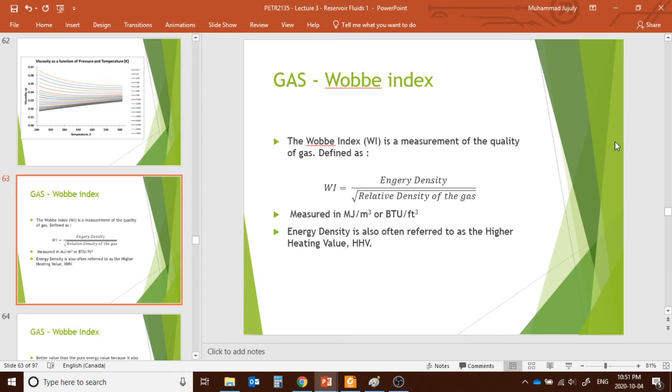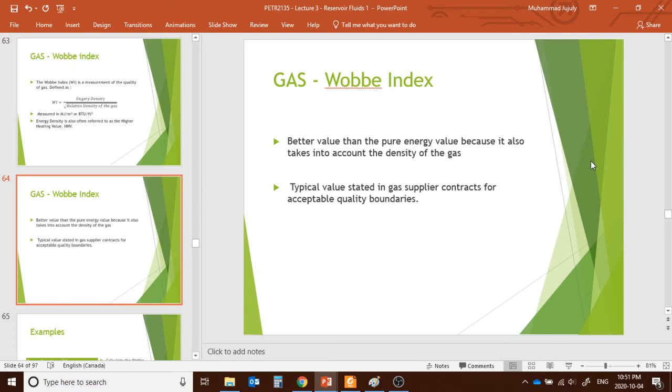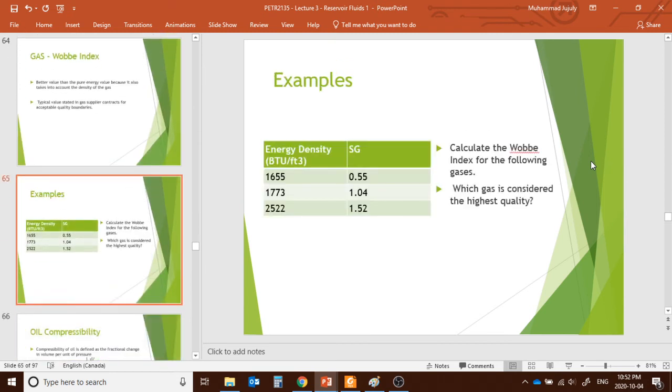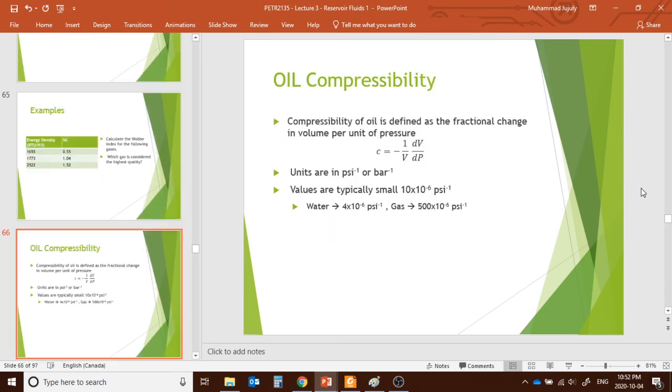This energy density is often referred to as HHV, or higher heating value. So Wobbe index means the higher heating value. The higher the heating value, the better the index would be, and thus the better the energy we will get. That means the value or the price of natural gas is determined through this index. And this is an example of how the energy density and specific gravity actually work. Now there's a question: which gas is considered the highest quality in here? The question for you. We'll hear this at the live session. What would be your answer for it?